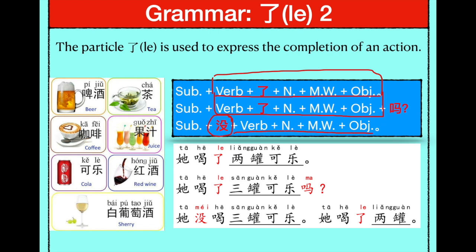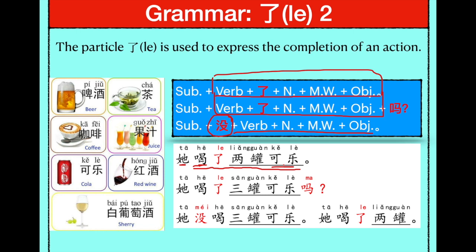Now let's look at examples. 他喝了2罐可乐。So 他 is the subject. 喝可乐 So verb, object. 喝了2罐可乐 So had 2 cans of cola. She had 2 cans of cola.